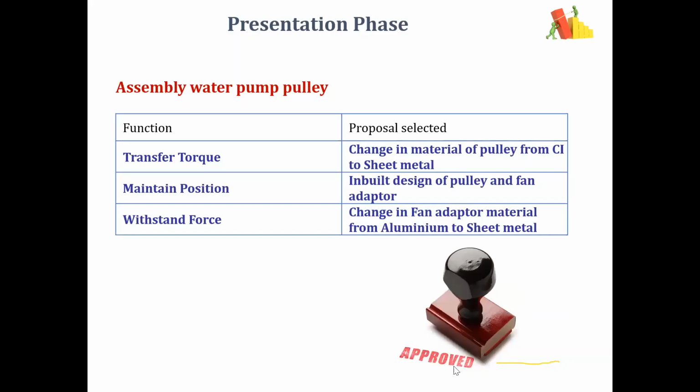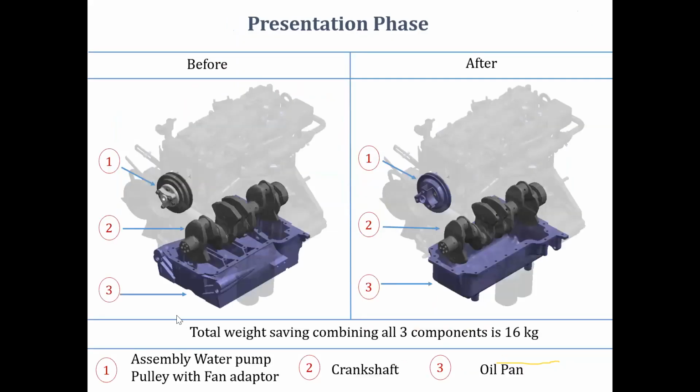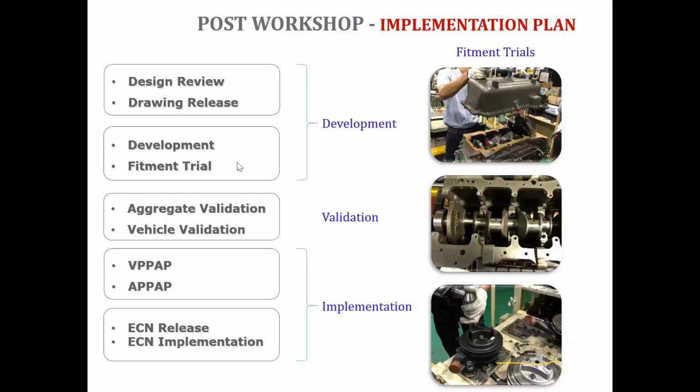So the management had approved this project. Overall, put together, the overall weight saving is 16 kg. Okay, 12 kg for the oil pan, 2 kg for the crankshaft, and 2 kg for the water pump pulley. But 16 kg weight reduction is there. Then afterwards, you also implement it. So these are the things.